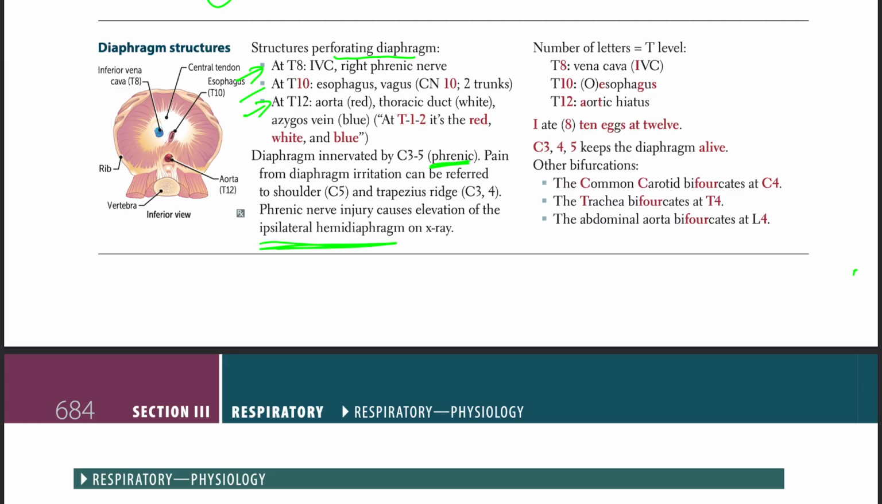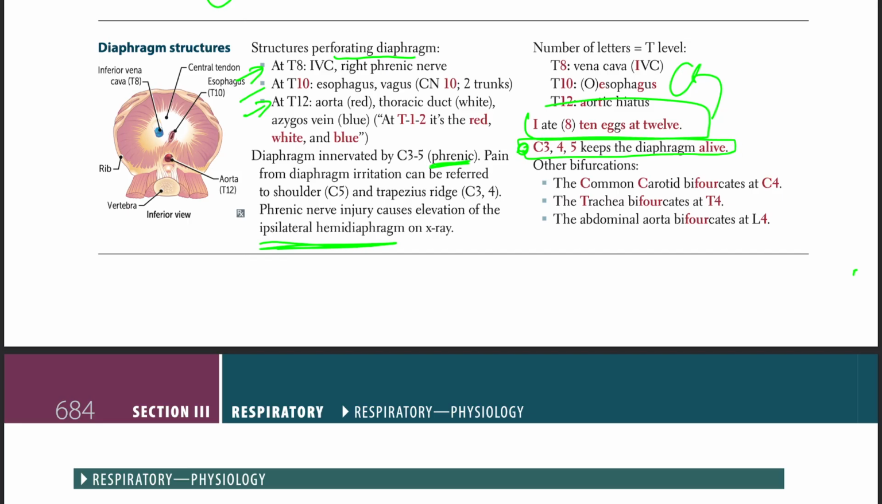So phrenic nerve, high yield, C3 to C5, and ipsilateral hemidiaphragm, high yield. The mnemonic they have is "C3, 4, 5 keeps the diaphragm alive," and 8, 10, 12 is "I ate 10 eggs at 12." You can memorize it. I can't eat 8 eggs, so I don't know how that's going to work out. But C3, C4, and C5 keep the diaphragm alive, very high yield.